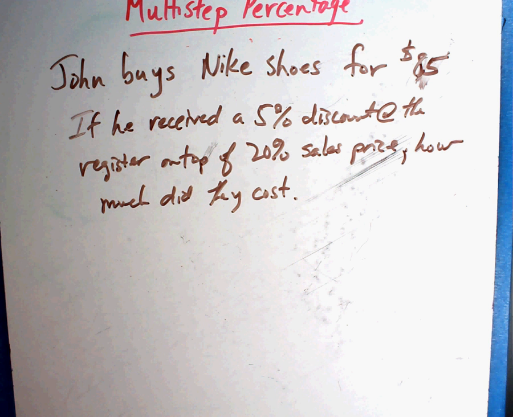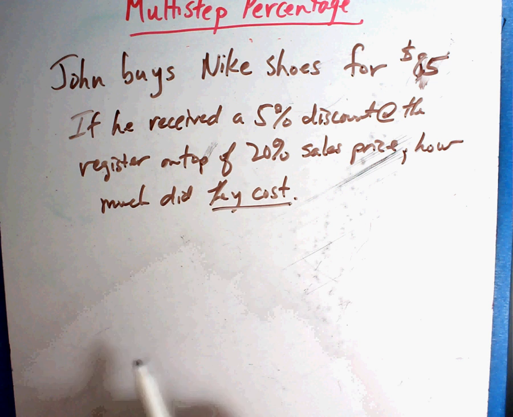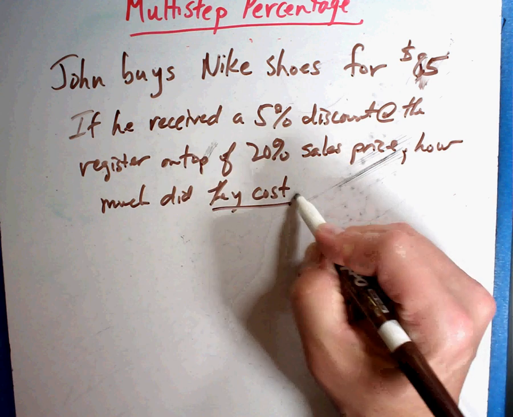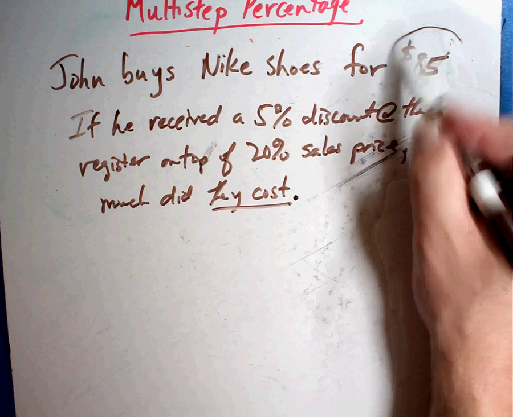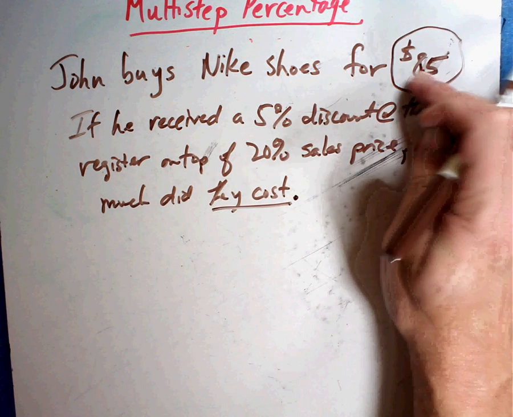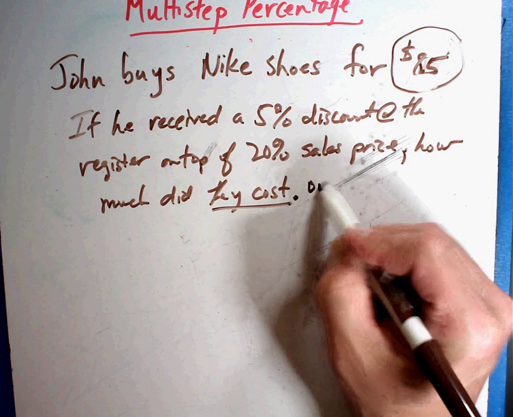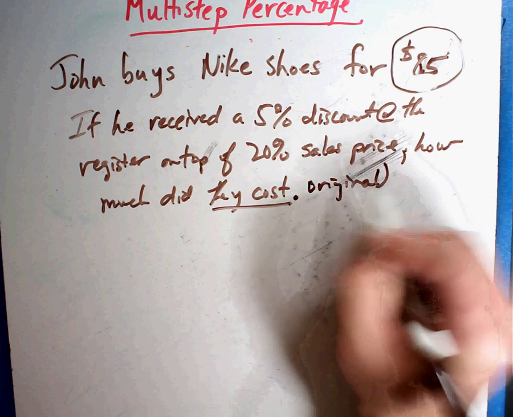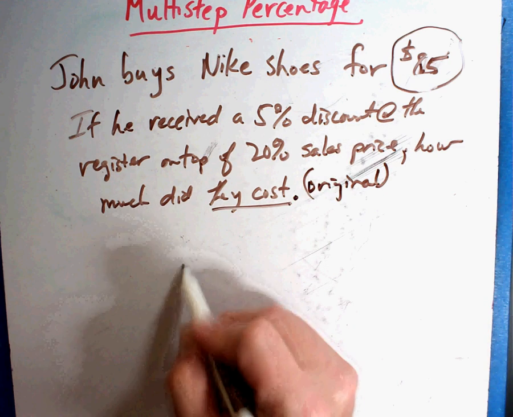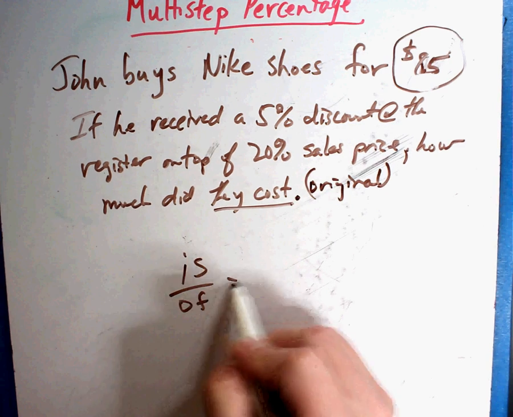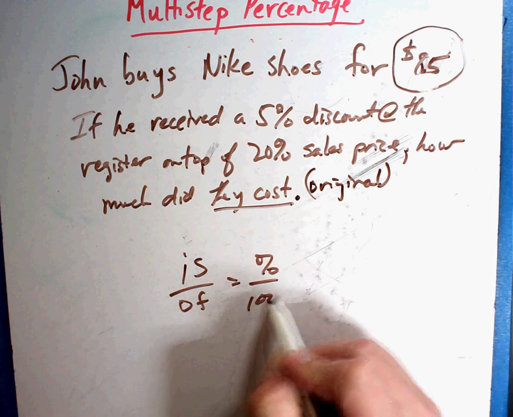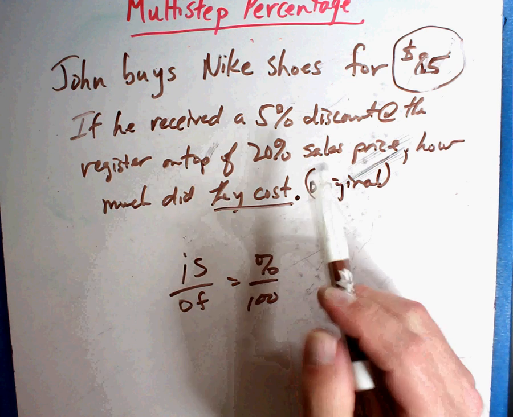All right. So what we're going to do is find out what did they cost. What did the ticket say? He bought them for $85. I want to know what was the original cost. Maybe I should have said it like that. What was the original cost? Okay, so is over of equals percent over 100.